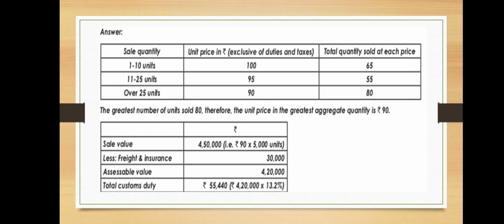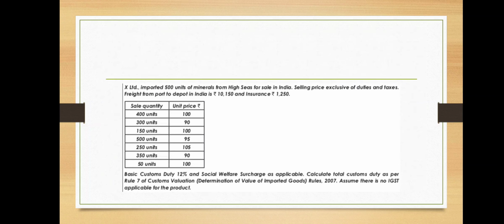So one more problem is there on the determination of value of imported goods, that we will see. X Limited imported 500 units of minerals from high seas for sale in India. Selling price exclusive of duties and taxes. Freight from port to depot in India is rupees 10,150 and insurance is 1,250.